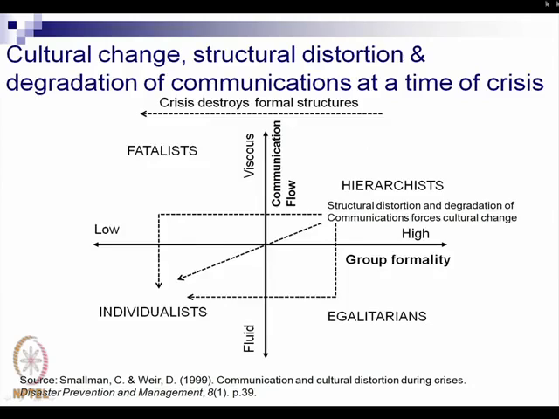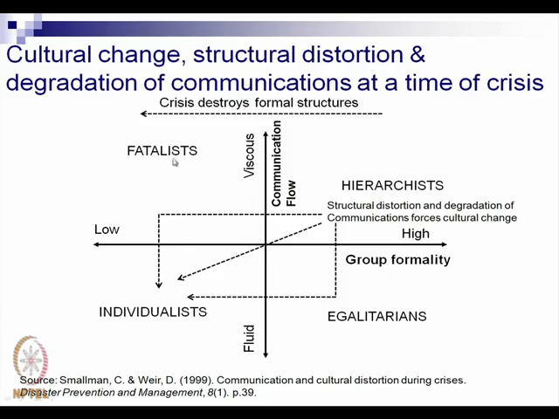Cultural change, structural distortion and degradation of communications at the time of a crisis. Again, this is from a paper by Smallman and Weir, I'm sorry for the pronunciation, "Communication and Cultural Distortion During Crisis", published in Disaster Prevention and Management. I have that paper somewhere here, but I'm not going to waste time pulling it out. What happens is there are 4 kinds of people here. We have the fatalists, we have hierarchists, we have egalitarians, and we have individualists.